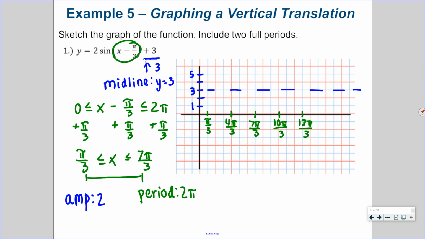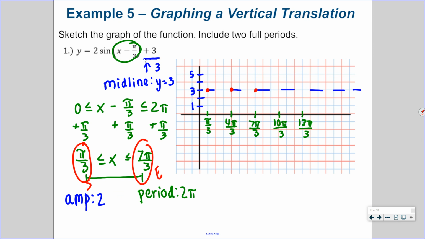Okay. Now that we have everything scaled, we're ready to start drawing the points. Again, our midline, think of this as our new x-axis. Do we have sine or cosine here? Sine. Sine starts at a what? Intercept of the midline. So it's going to start here at pi/3, end at 7 pi/3, and an intercept. Halfway, intercept. Not actually an x-intercept, intercept of the midline. I should phrase that better.